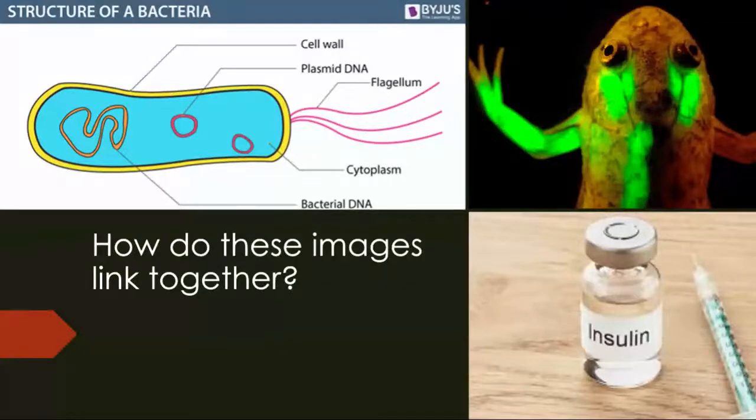Okay, ET is going to put up a question in your chat for you in just a moment. Don't worry about that. How do these images that you see in front of you link together? So the first one is your bacteria, the next one is a frog that is glowing, and the last one is insulin. Bit of a hint there, have a look at your bacteria. There is a funny round piece of DNA floating in it called a plasmid. So how are these images all linked?